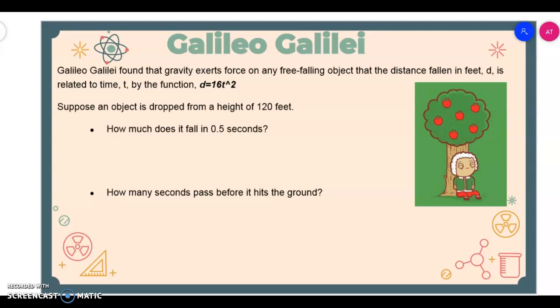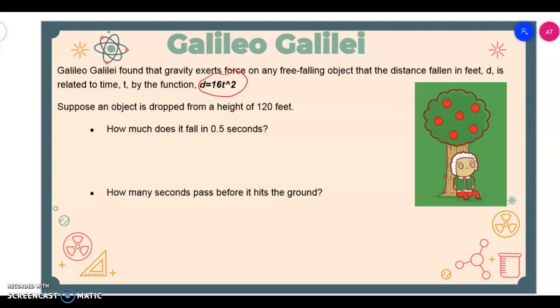Galileo Galilei found that gravity exerts force on any free-falling object, and that the distance fallen in feet, d, is related to time by this function right here. He created this function. So suppose an object drops from a height of 120 feet. How much does it fall in 0.5 seconds?